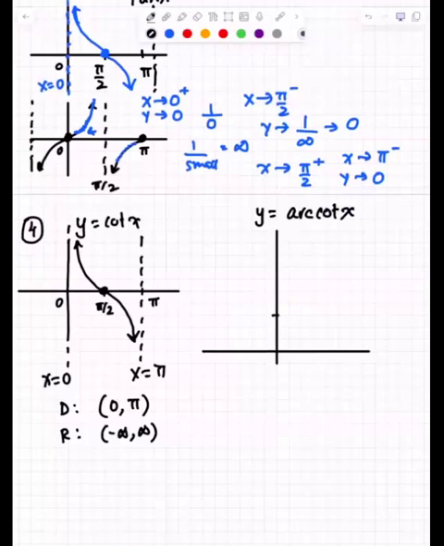So, over 2 and pi. Okay, the two vertical asymptotes will become two horizontal asymptotes. We have a horizontal asymptote y is equal to 0, and the other one is y is equal to pi.